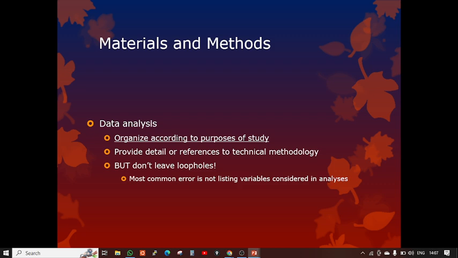Organize accordingly: the purpose of the studies, provide details, references, technology. If you are using some instrument, for example a BOD incubator, a weighing balance for weighing, or FTIR or a UV spectrometer for your research studies, then you have to write all the details of your instrument here, including who is the maker of the instrument, as well as what the precision is and what the error is.